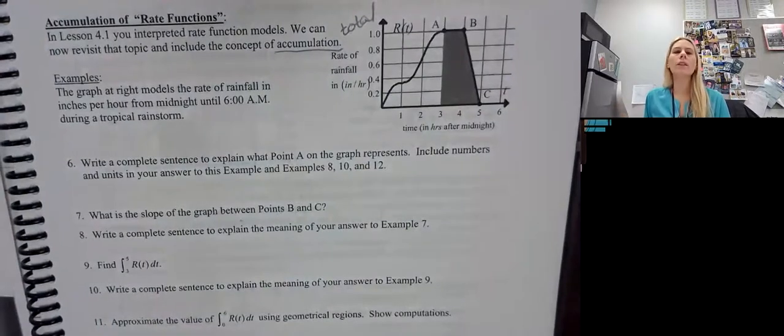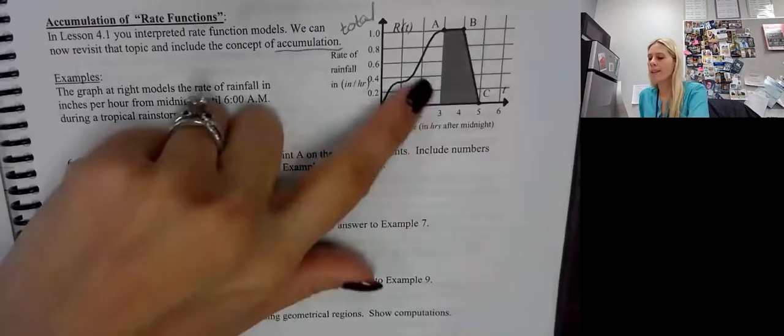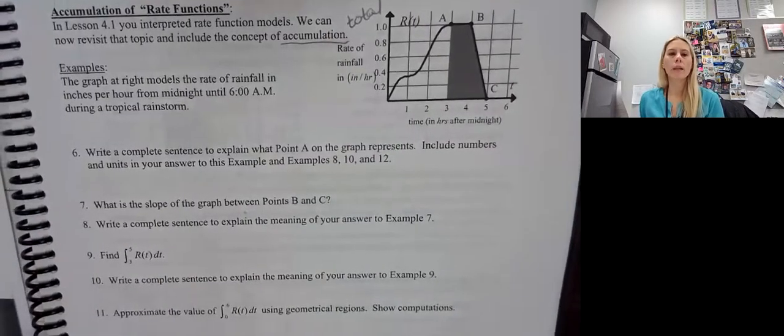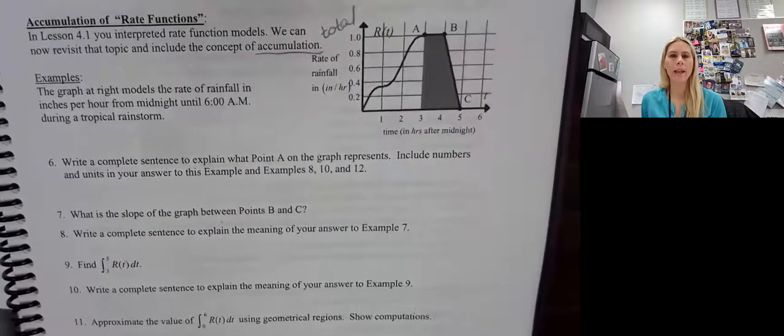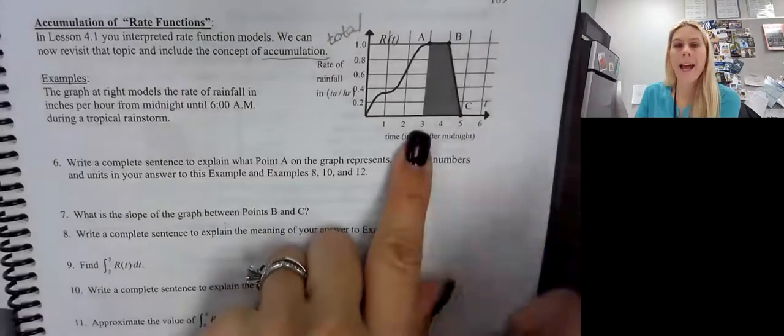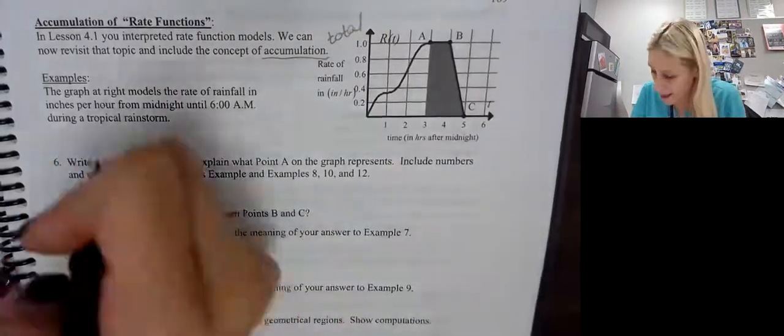okay? So the graph at the right models the rate of rainfall in inches per hour from midnight to 6 a.m. during a tropical storm. So let's remember the y value here is a rate. So what we're going to do is write complete sentences to explain what point A is on the graph, but we're also going to write sentences for 8, 10, and 12, okay? So write a complete sentence to explain what point A is on the graph. Include numbers and units. Okay, well, point A is saying that at 3 a.m.